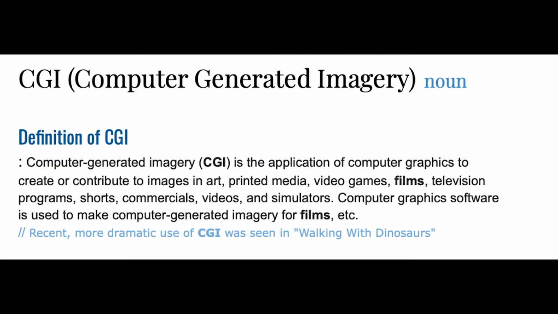CGI is defined as the application of computer graphics to create or contribute to images in art, printed media, video games, films, television programs, shorts, commercials, videos, and simulators. Computer graphics software is used to make computer-generated imagery for films, etc.